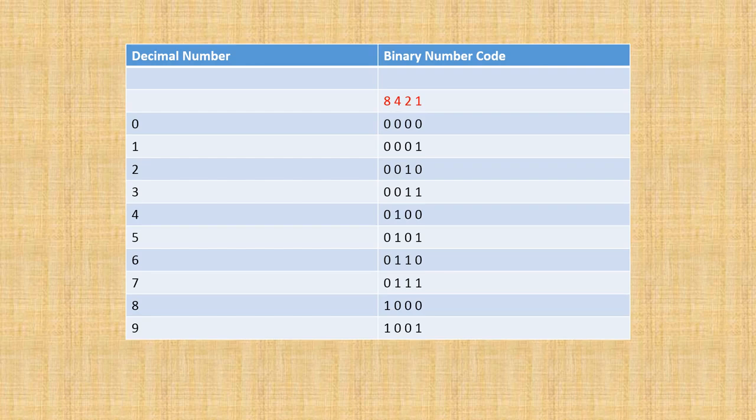For decimal 3, we put 1 under 1 and 2 both to provide total weight 3 and other places will be 0, making the code 0011. For decimal 6, we put 1 under 4 and 2 to get weight 6 and the code 0110. For decimal 7, we put 1 under 4, 2 and 1 to find the total weight 7 and the code 0111 and so on.